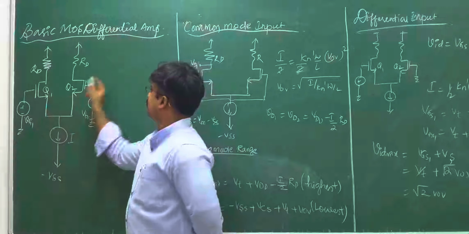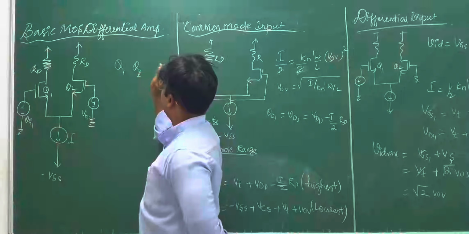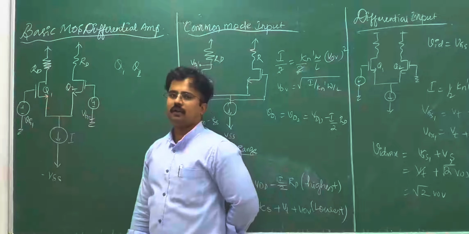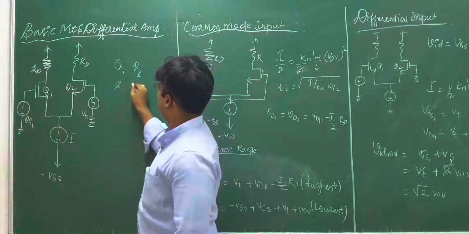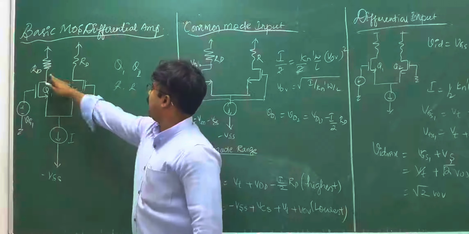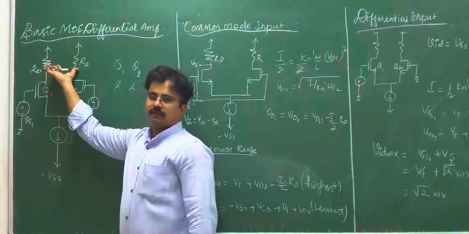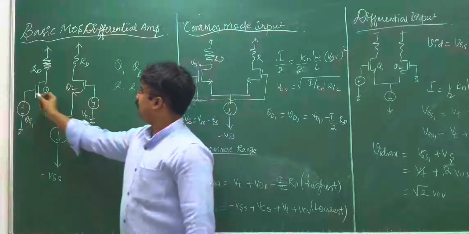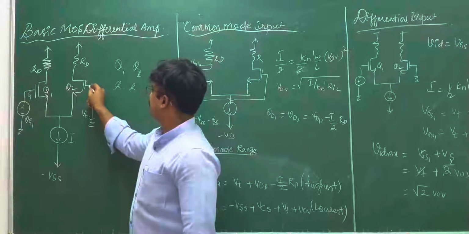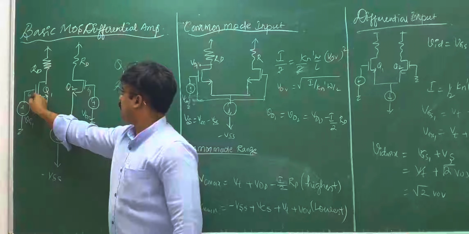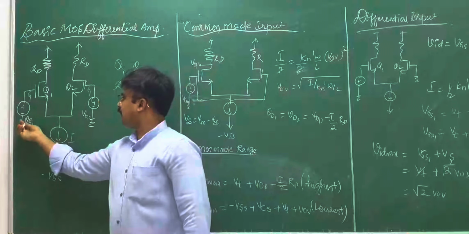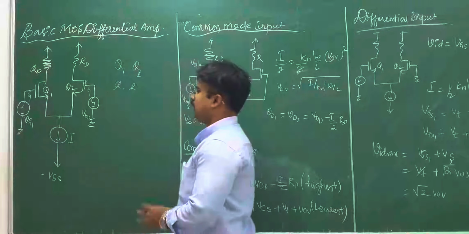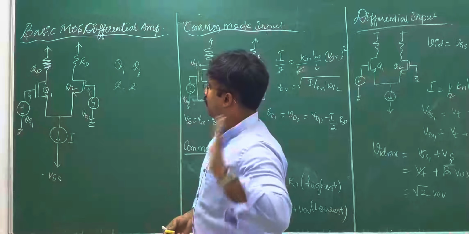The Q1 and Q2 transistors have to be matched transistors, and similarly the loads RD of both transistors, which are connected to the drain terminals, should be matched. We are going to connect two different input voltages at the gates of transistor 1 and transistor 2, called VG1 and VG2 correspondingly.